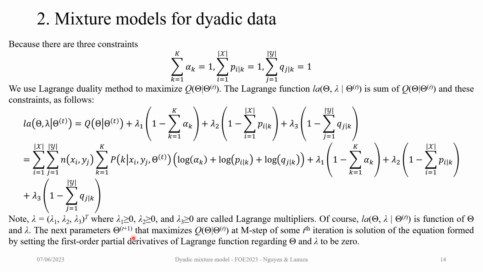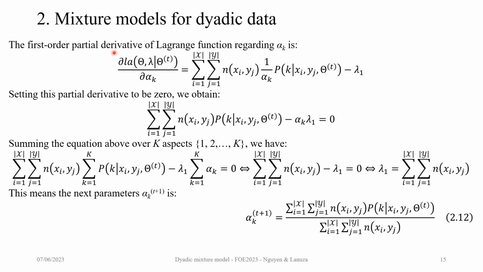The next parameter theta t plus 1 that maximizes Q at the M step of the t-th iteration is the solution of the equation formed by setting the first order partial derivatives of the Lagrange function regarding theta and lambda to be 0. The first order partial derivative of the Lagrange function regarding alpha k is here. Setting this partial derivative to be 0 and summing the equation above over k, we have this. And this means that the next parameter alpha k is specified by equation 2.12.